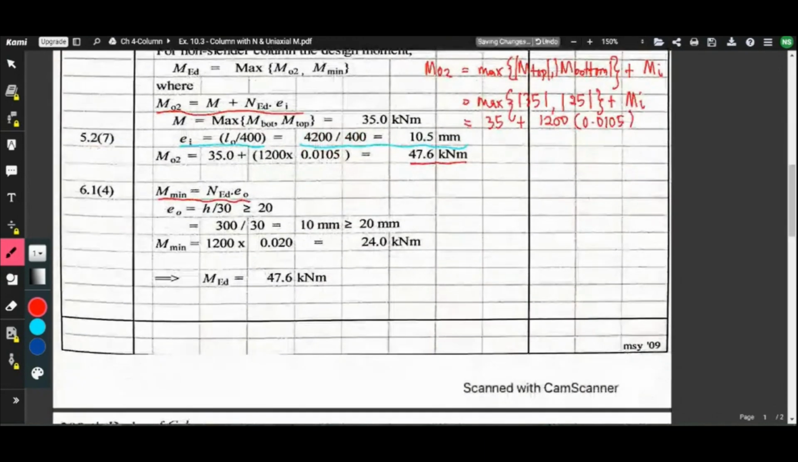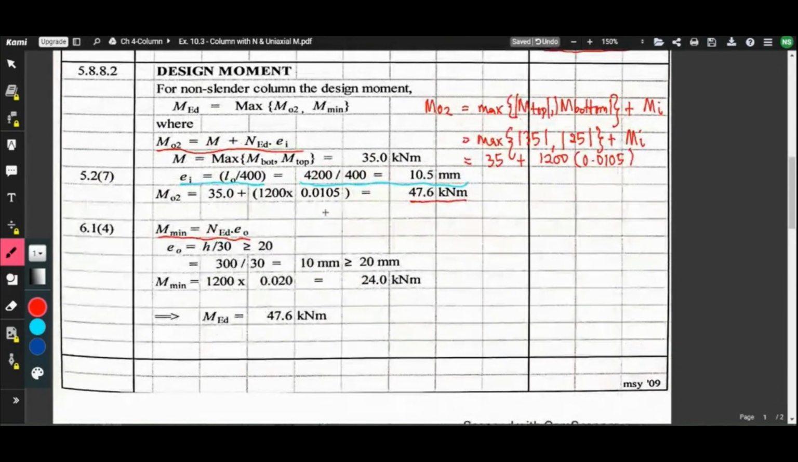Divide by 30. So we get 10, and it is not larger than 20. So therefore use e naught equals 20 mm. So therefore M min is 24 kilonewton meter. And then you will get MED is the maximum of 47.6 as well as 24. So therefore MED is 47.6 kilonewton meter. Yeah, so that is the design moment.